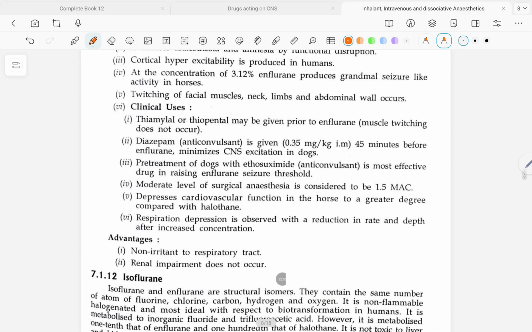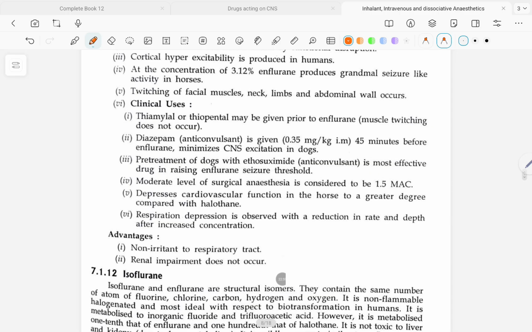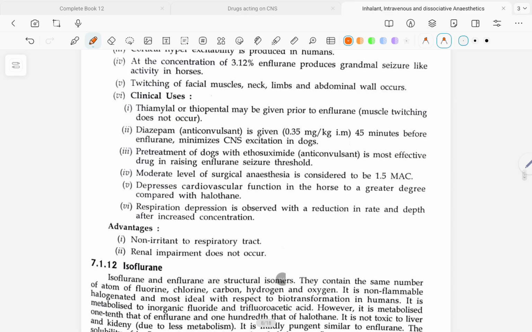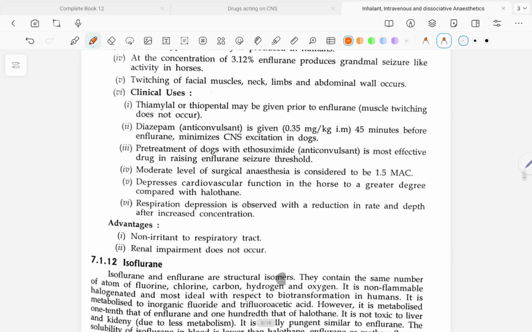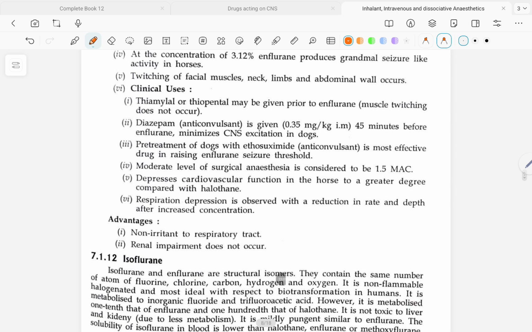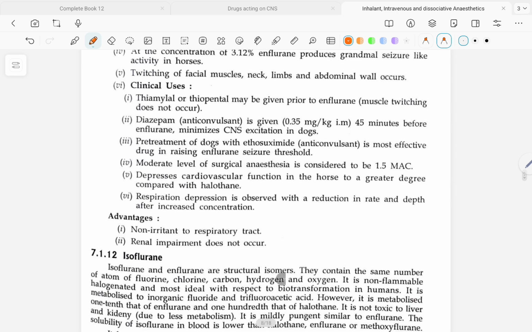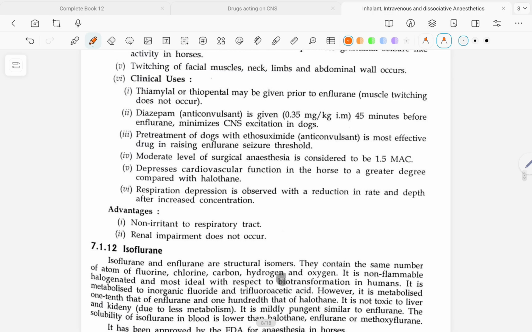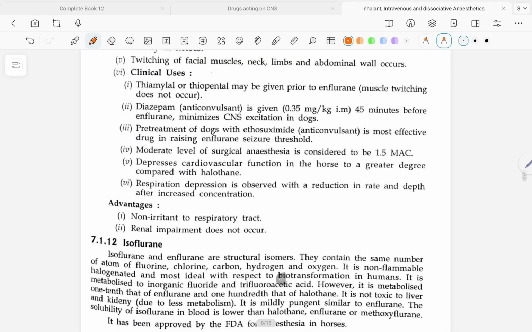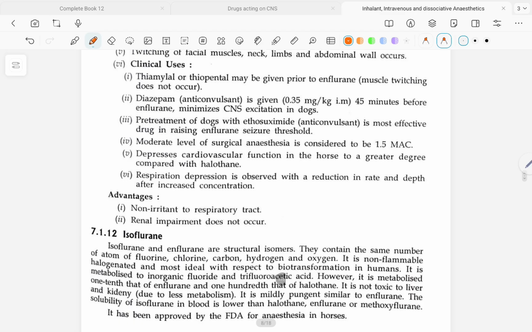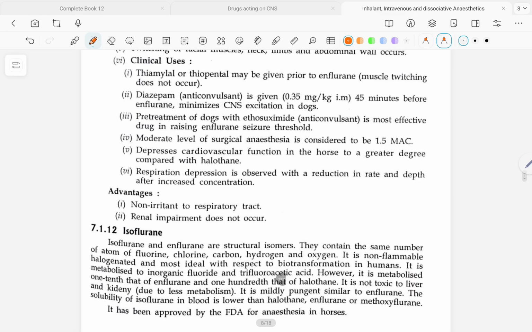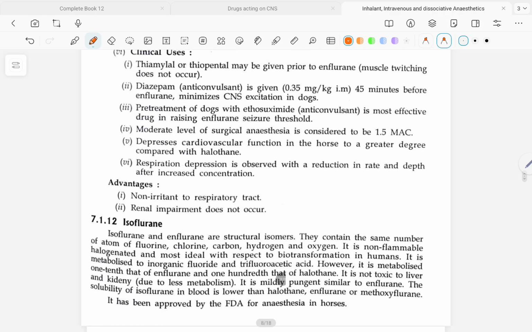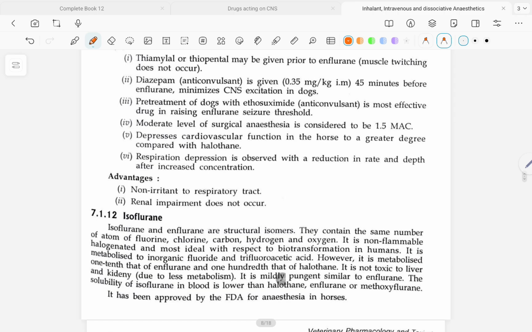Clinical uses: thiamylal or thiopental may be given prior to enflurane. Muscle twitching does not occur. Diazepam anticonvulsant is given 0.35 mg per kg IM 45 minutes before enflurane to minimize CNS excitation in dog. Pre-treatment of dogs with ethosuximide anticonvulsant is the most effective drug in raising enflurane seizure threshold.